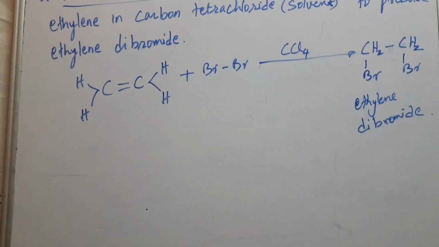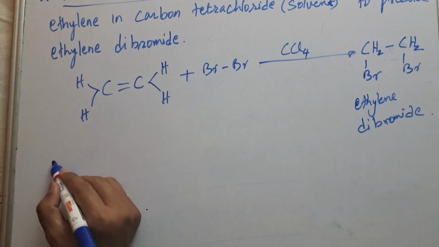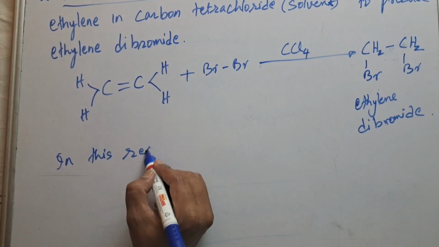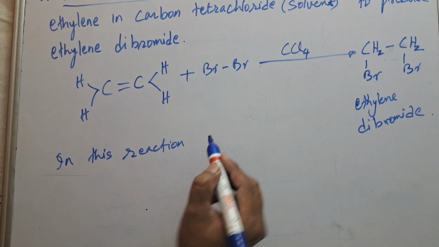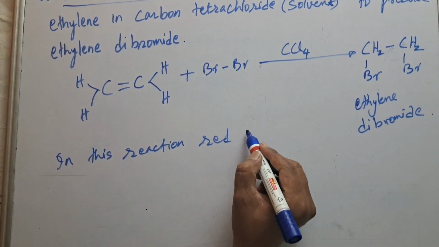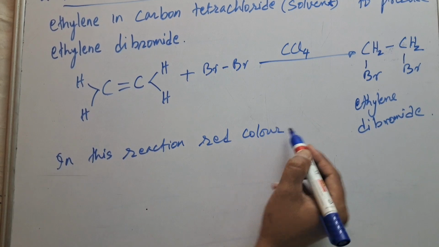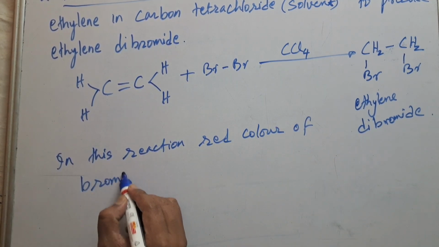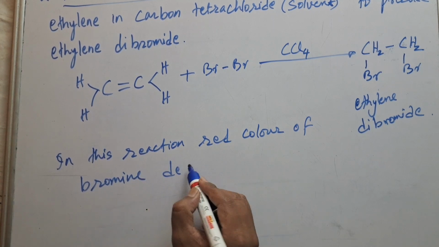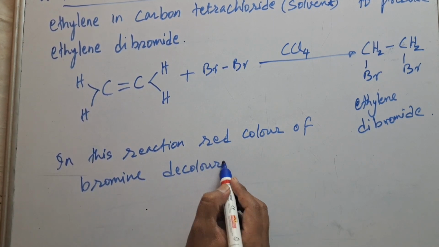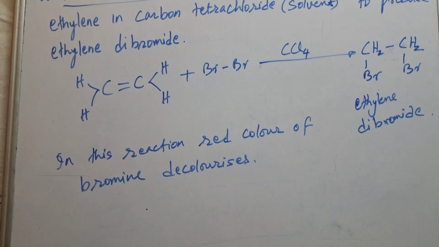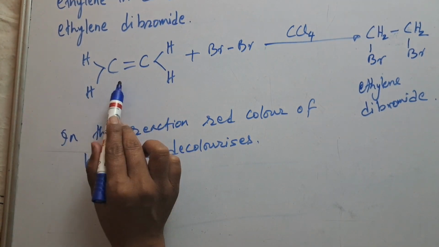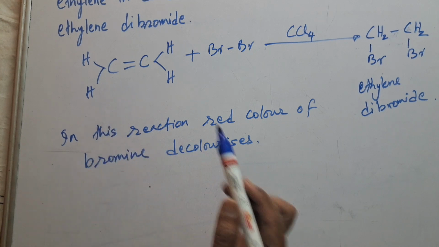Now in this reaction, what happens is, the red color of bromine decolorizes. Okay, red color of bromine decolorizes, which indicates that this hydrocarbon is unsaturated hydrocarbon.